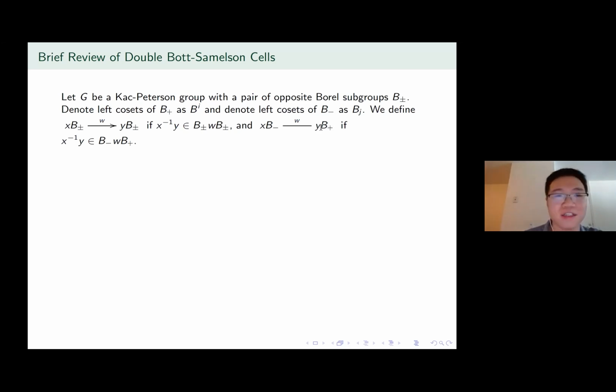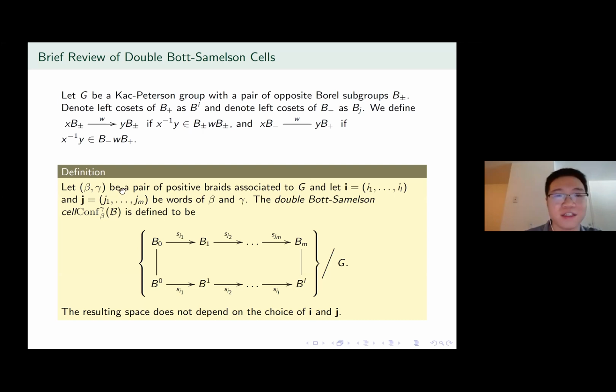Okay. So the definition is the following. You first fix a pair of positive braids of G. In general, for general G, you have general braid lines, so the braids are determined by the Coxeter group. And you take words of beta and gamma, so you have I1 to IL, and you have J1 to JL, right?